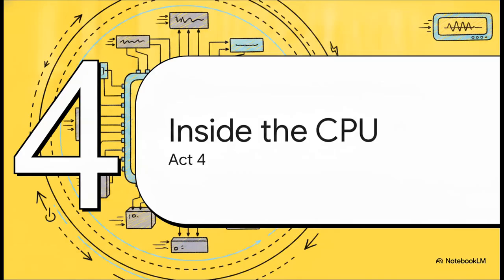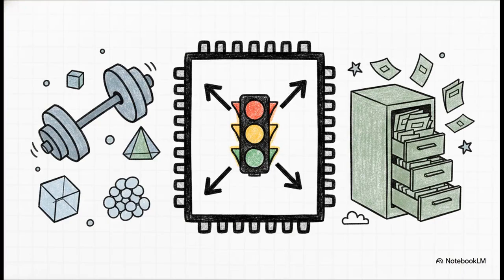Let's push into Act 4, inside the CPU. We're going to look at how these core components build the true engine of your machine. The central processing unit is the undisputed brain of the computer. It's governed by an internal clock where faster ticks, which you usually hear expressed as megahertz or gigahertz, mean more instructions are getting executed every single second.